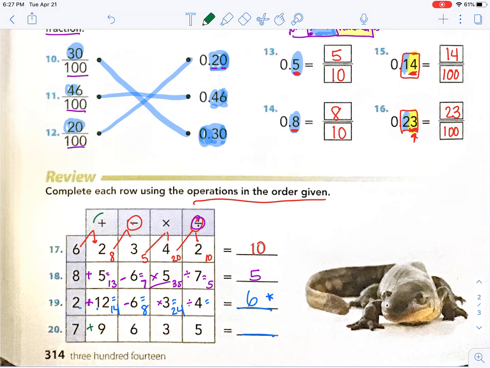7 plus, do you see the plus right here? So 7 plus 9 equals 16. What's the next thing we do? Subtract. 16 minus 6 is 10. I'm going to write it right here. What's the next thing we do? Times. 10 times 3 equals 30. What's the last thing we do? Division. 30 divided by 5 equals 6. Awesome. Way to go.